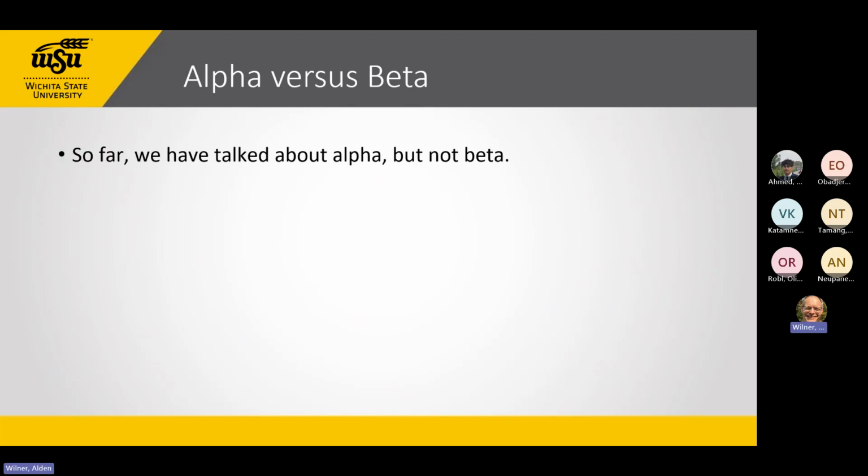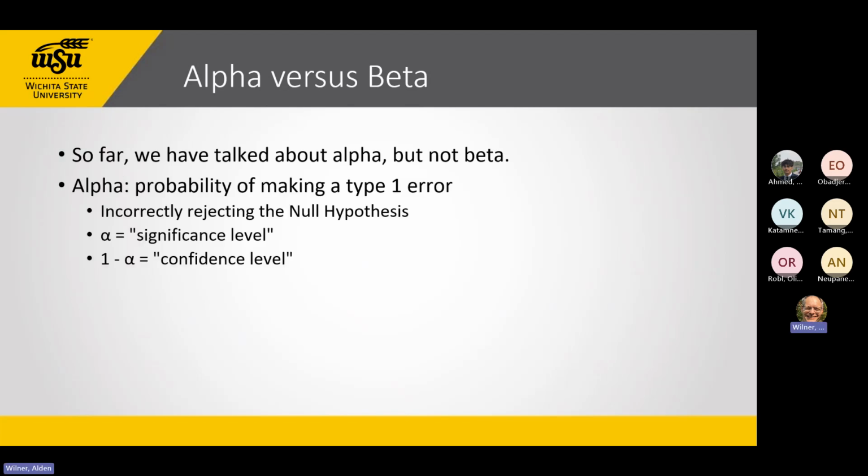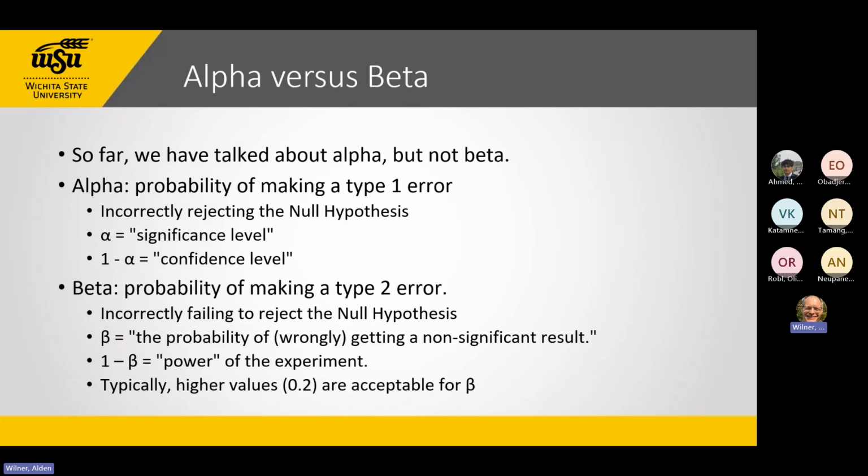Alpha and beta. We've talked about alpha already, but not beta. Again, alpha is the probability of making a type 1 error, incorrectly rejecting the null hypothesis. Beta is the probability of making a type 2 error, incorrectly failing to reject the null hypothesis. So for A/B testing, we want to try to find a way to minimize both of those errors.